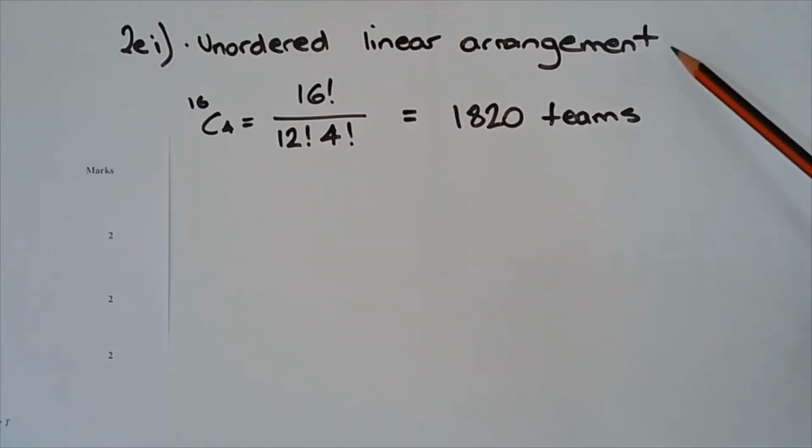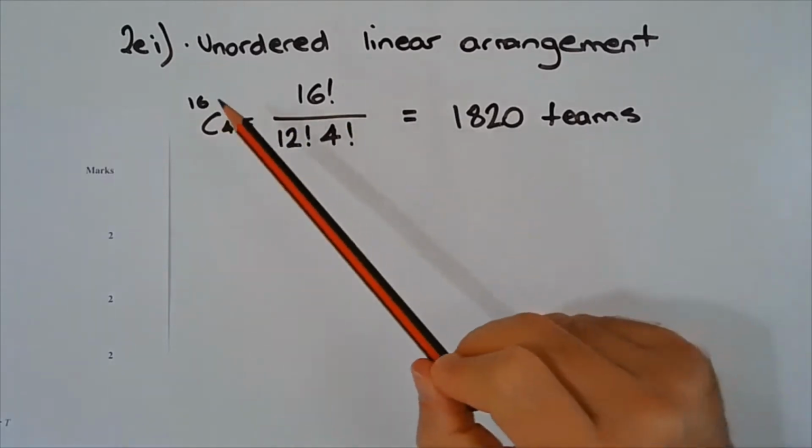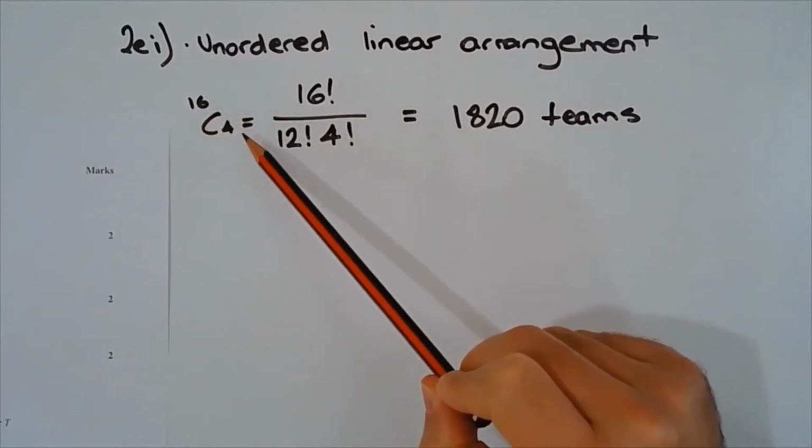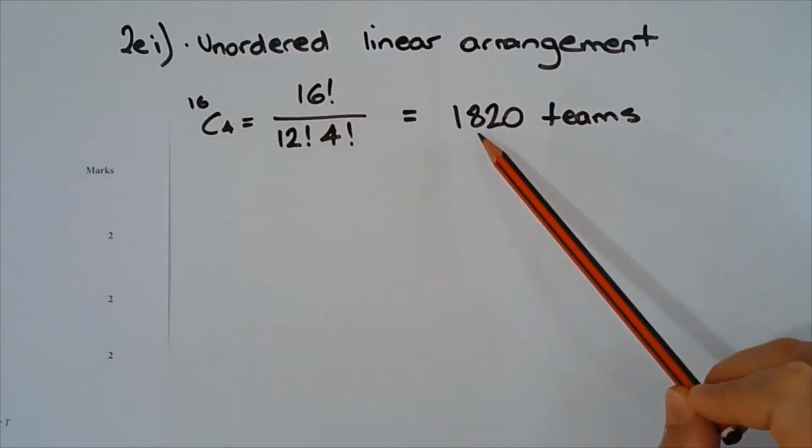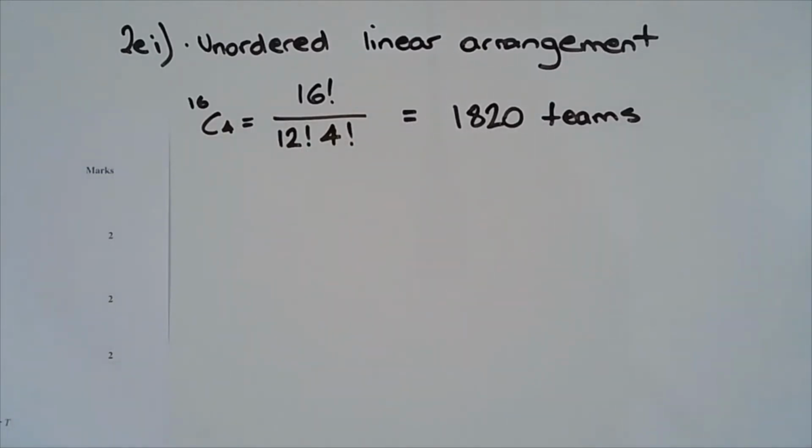Firstly, this is an unordered linear arrangement, so combinations will be applied, not permutations, to determine the number of teams possible. We have 16 people, from which 4 will be drawn to make up a team. So the number of teams possible is given by 16 choose 4, which is equal to 16 factorial over 12 factorial 4 factorial, which equals 1,820 teams.